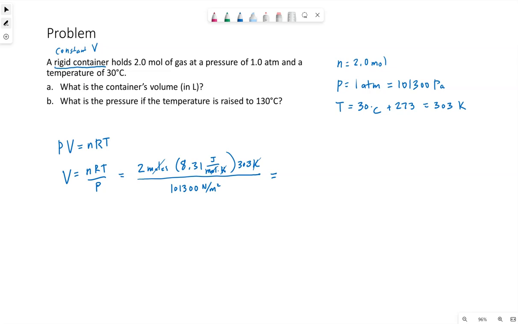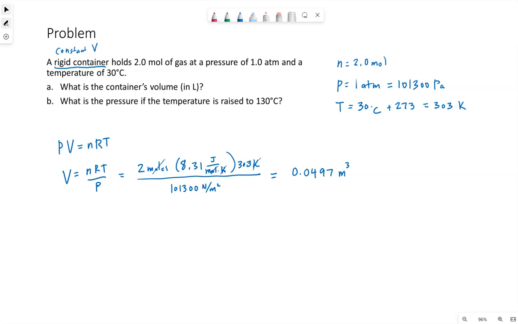So 2 times the 8.31 times the 303 divided by the pressure. I'm getting 0.0497. This is in meters cubed.